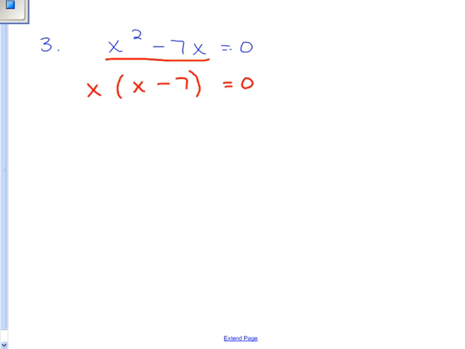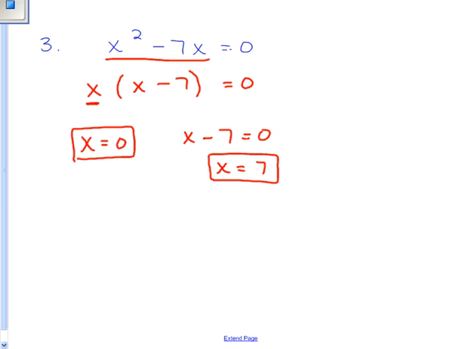Okay, now my next step is to set each factor equal to 0. Well, if your greatest common factor contains a variable, you have to include that and set it equal to 0 also. So I set x equal to 0, and that's one of my solutions. And then x minus 7 equal to 0. Add 7, so x would equal positive 7. So my two solutions would be 0 and 7. Okay, so if your greatest common factor includes a variable, you have to include that in your solution set.